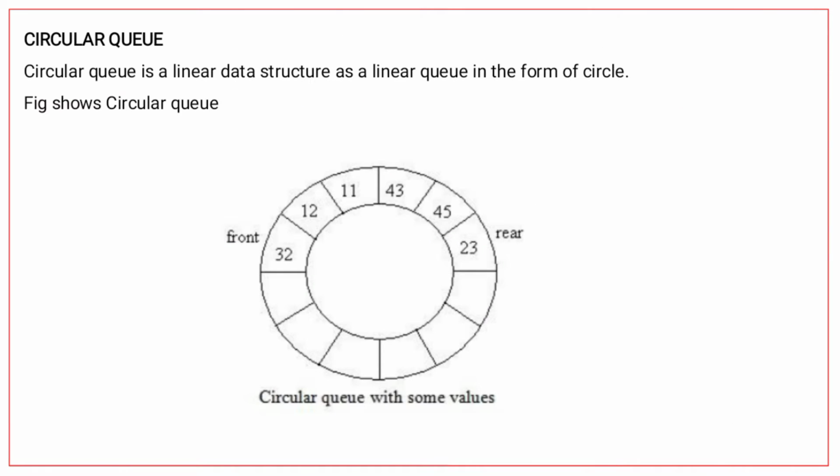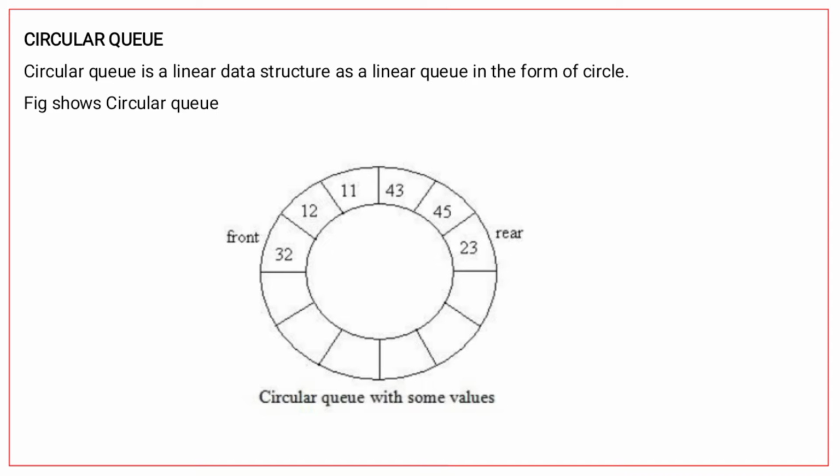Topic is circular queue. Circular queue is a linear data structure, like a linear queue, in the form of a circle. Figure shows circular queue. Circular queue follows FIFO principle. Now first, in circular queue, the last node is connected back to the first node to make a circle.